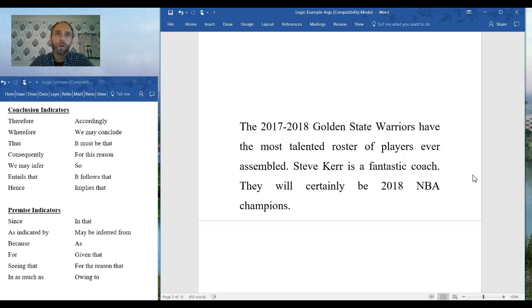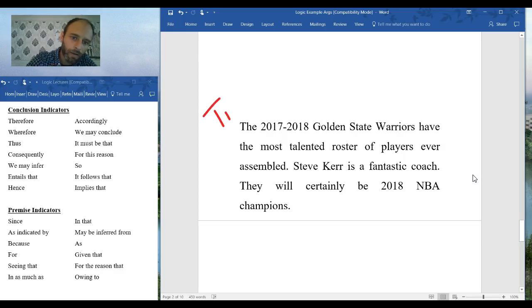So we have to try to guess what the conclusion is, and then insert our own indicator words to see if we've made the right choice. So as I told you before, when there are no indicator words, the conclusion is often the first statement. The first statement here is the 2017-2018 Golden State Warriors have the most talented roster of players ever assembled. So just for the sake of example, let's predict that that will be the conclusion and add some indicator words and see if that works as the conclusion.